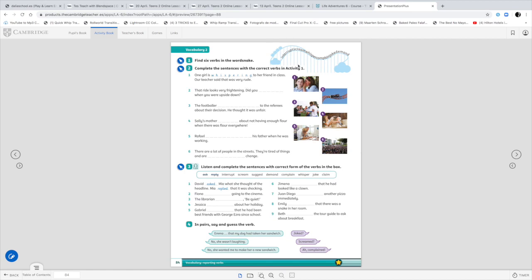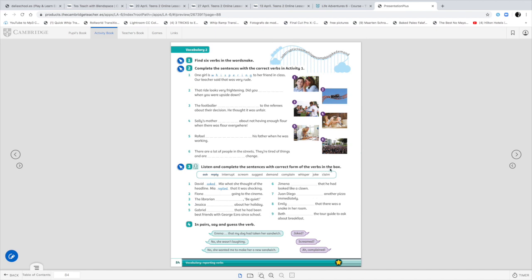So let's talk about the homework you have for today. Yes? You need to find six verbs in this word snake. You circle them. They are from the ones that we practiced today during the video lesson. Then you will need to complete the verbs in this activity.